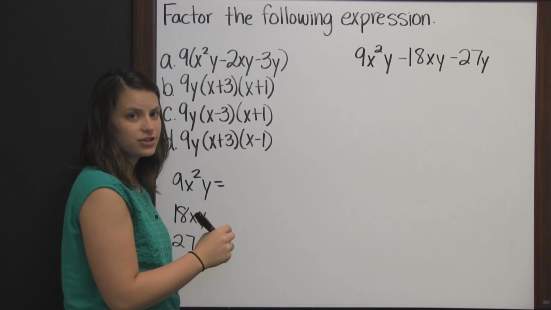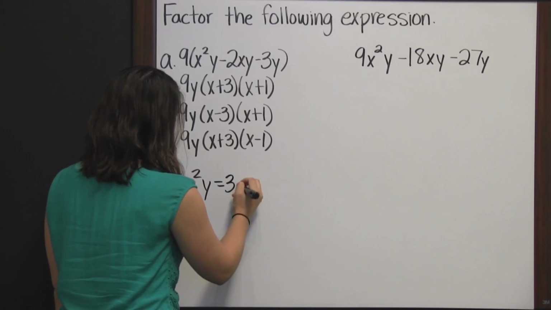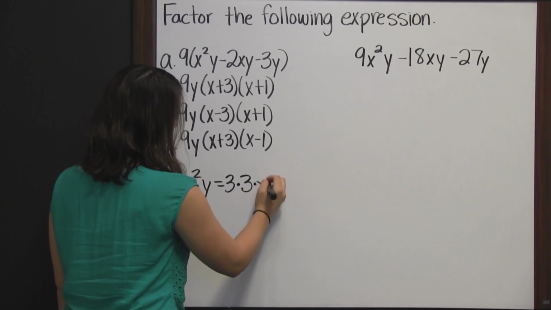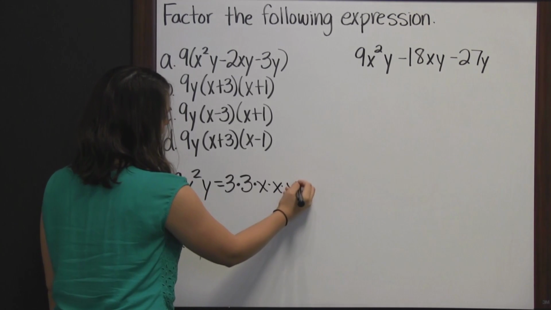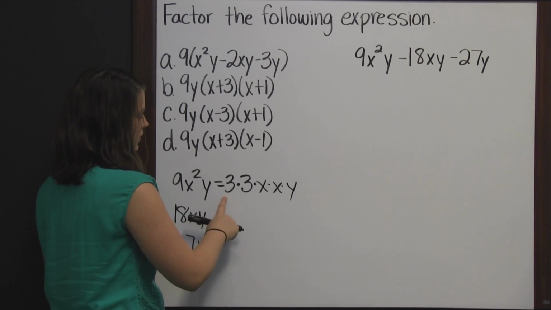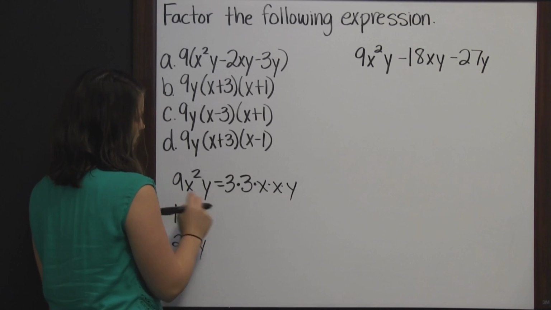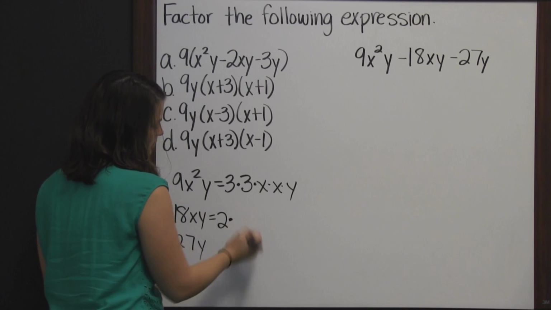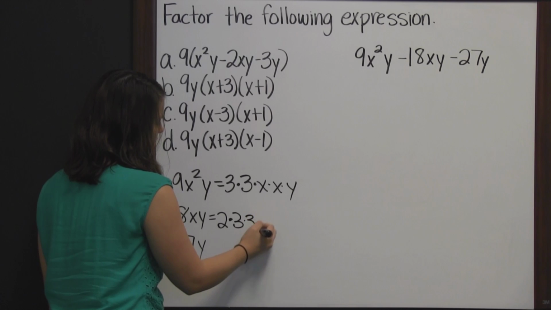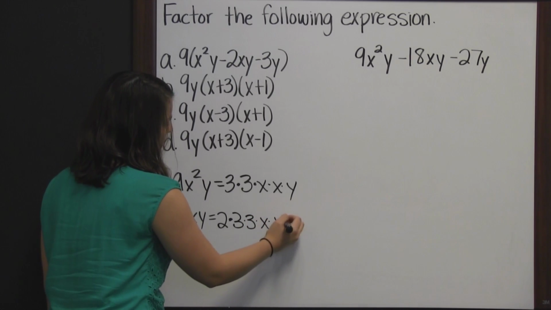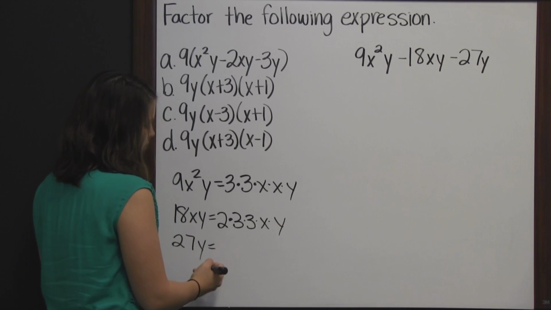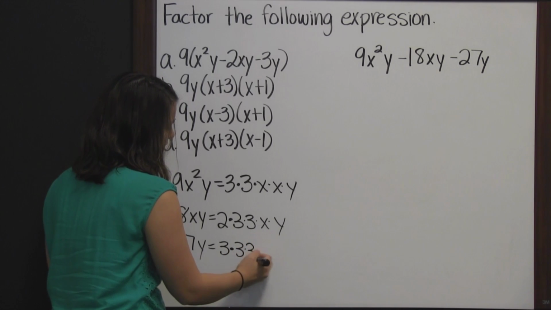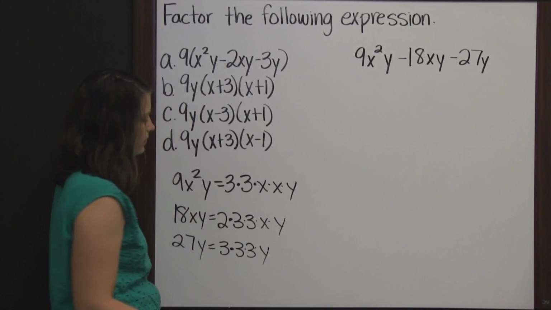The prime factorization of 9 is 3 times 3, and then x squared, so that's times x times x, and then times y. So that is the prime factorization of this term. 18 is 2 times 9, and 9 is 3 times 3, times x times y. 27 is 3 times 9, and 9 is 3 times 3, times y.